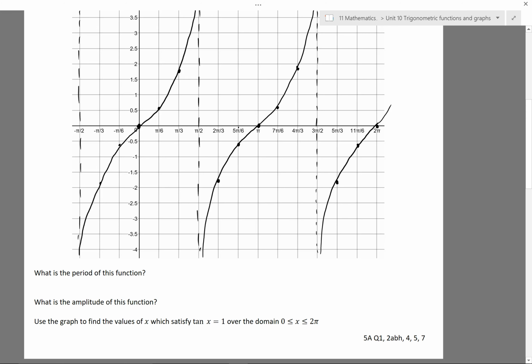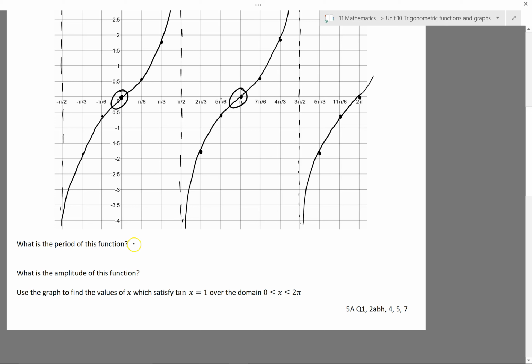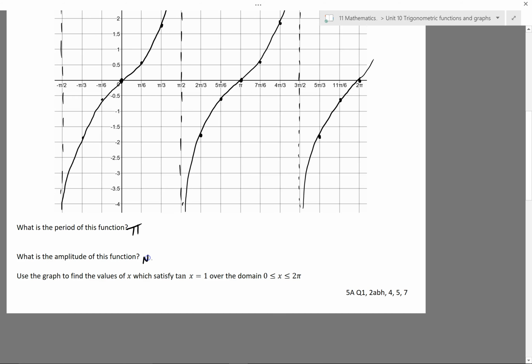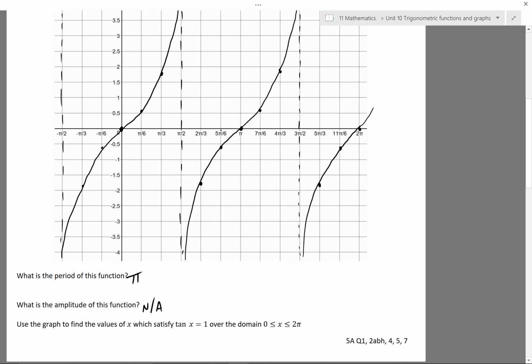All right, what's the period of the function? So between these 2 points is a new cycle, but there's only pi between them, so the period's only pi. What's the amplitude of this function? Well, it sort of goes off into infinity, so it's really not applicable. And use the graph to find the values which satisfy tan x equals 1 over the domain 0 to 2 pi. So I'll draw my line at y equals 1, and I've got whatever these angles are.